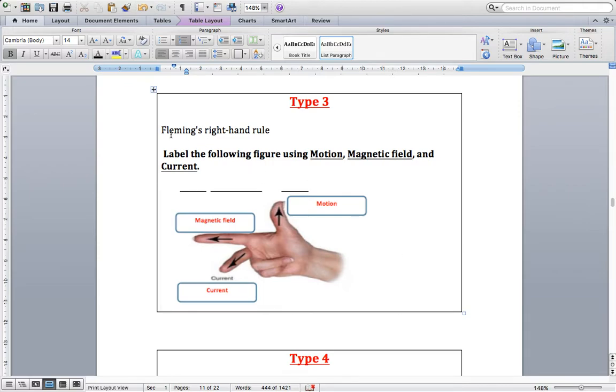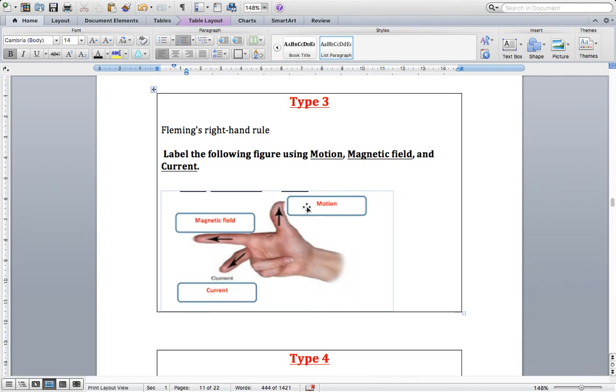It's something called Fleming's right hand rule. According to Fleming, if you keep your right hand like this, the direction of your thumb is upward, so it will indicate the direction of motion. The middle finger will show the direction of the magnetic field, and the forefinger will indicate the direction of current.